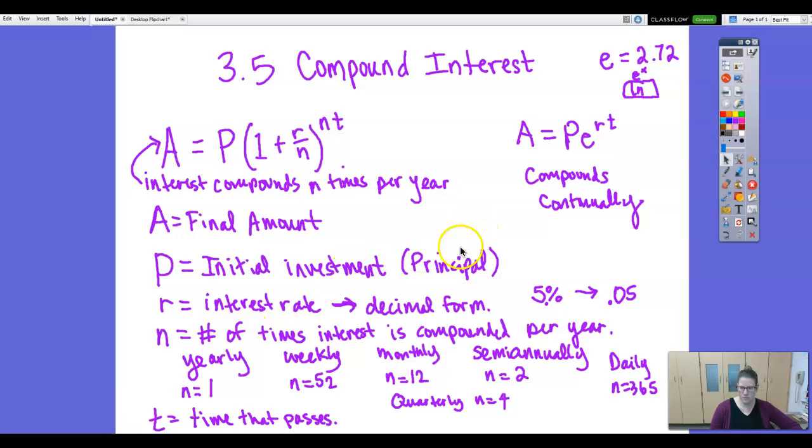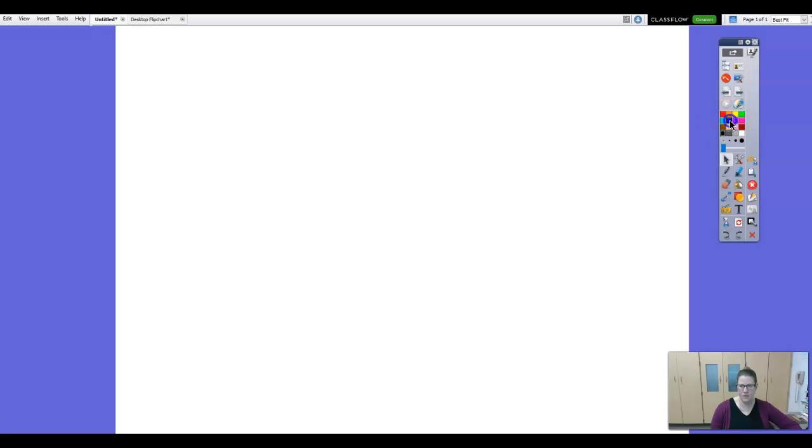So I'm going to clear this off, and I'm going to write the equations back here. So if it's compounded n times per year, we'll use this one. And if it's compounded continuously or continually, we'll use this one.